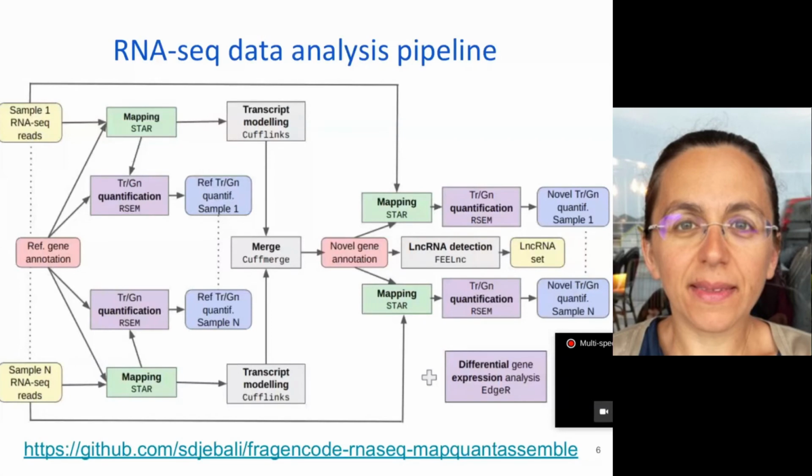And then we have all this quantification, long non-coding RNA, and also the novel models. On all this, we also perform differential gene expression using edgeR. And I've recorded this pipeline in the Snakemake language, and I give the link below.